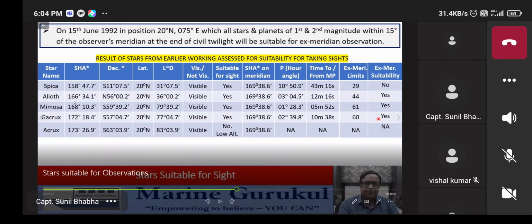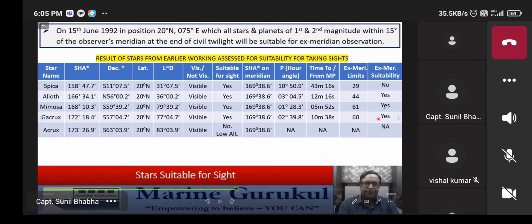Now if you look at the second star, Elliott, Elliott is 12 minutes away from our meridian, and its x meridian limit is 44 minutes. So it is very much within the limit. Yes sir. And it is suitable. Likewise for Mimosa and Gacrux. The stars are 5 minutes and 10 minutes away. Their limits are 61 and 60 minutes, so they are well within the limit, and that is why suitable for x meridian. So this is how we check the suitability for x meridian observation.